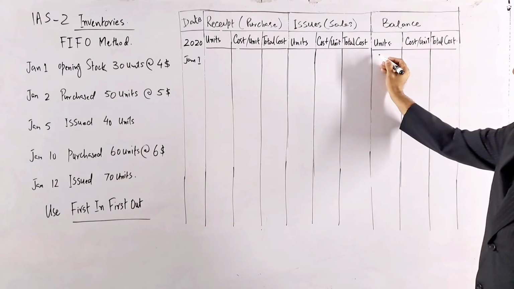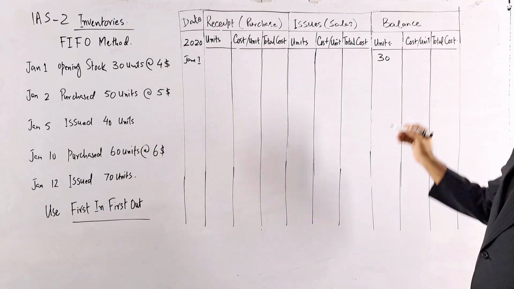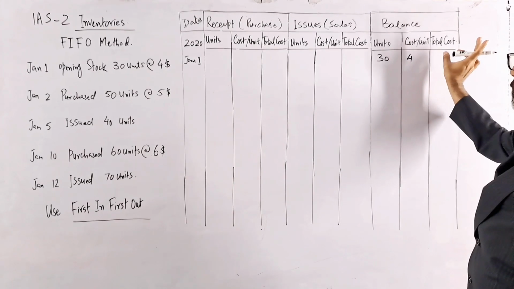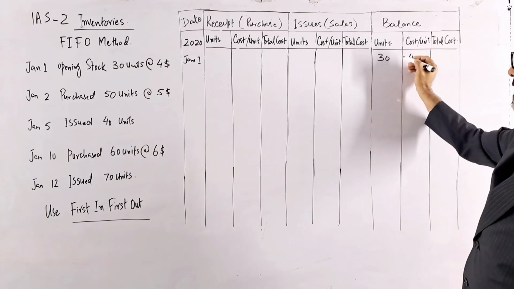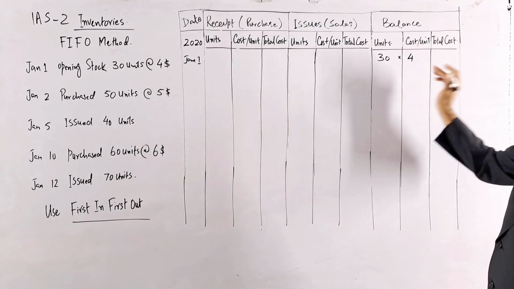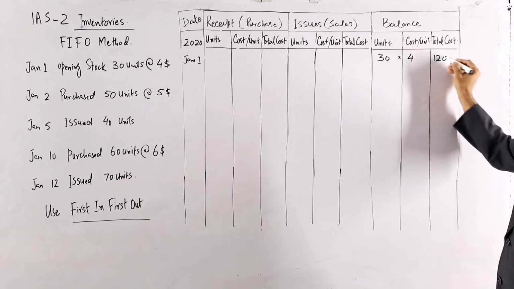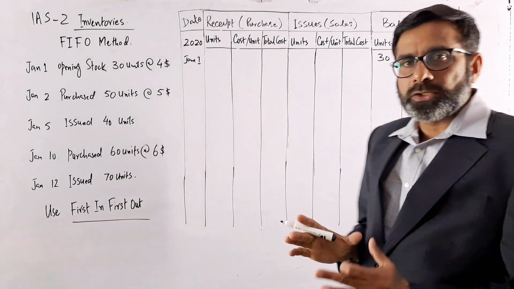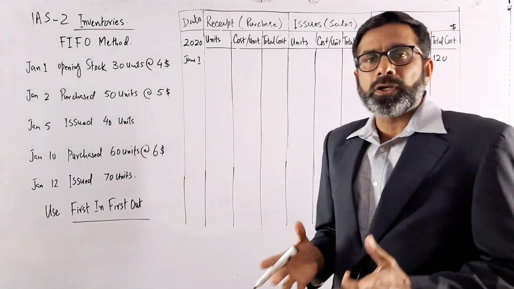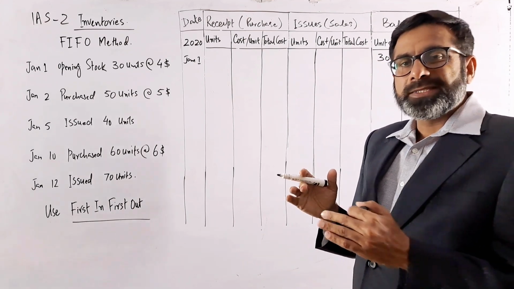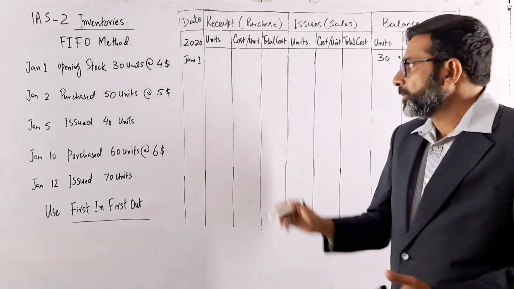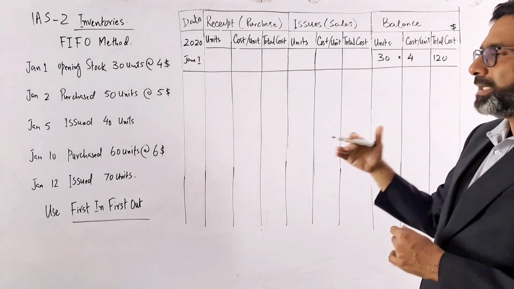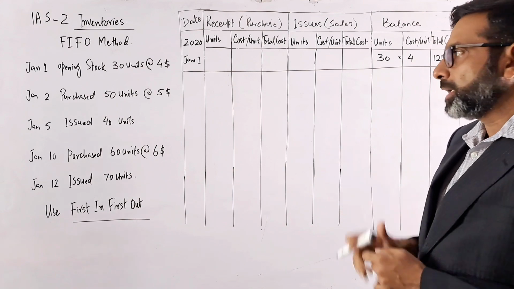So how many units we have? We have 30 units available, and 1 unit is how much? That is $4. So it means the total cost of these 30 units, if we simply multiply this, will be $120. So this is the $120 opening stock. This is how we will record the opening stock or the opening inventory or stock at the beginning of the year or the period. After that, we can simply draw a line to differentiate that this transaction is complete, the recording is over.